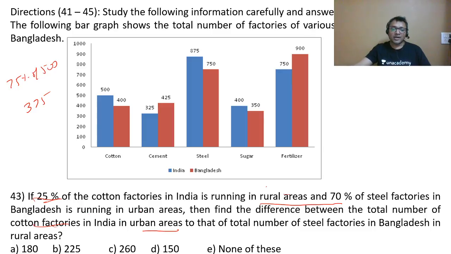And we know in Bangladesh 70% are in urban areas, which is steel factories. But we want rural areas, so which is 30% of 750, which is, if you look at, 225. The difference will be 150, which is D option. So again same, 10% is 75, so 30% will be 225, multiplied by 3. You should get 225. So 375 minus 225 is 150 as the answer difference.